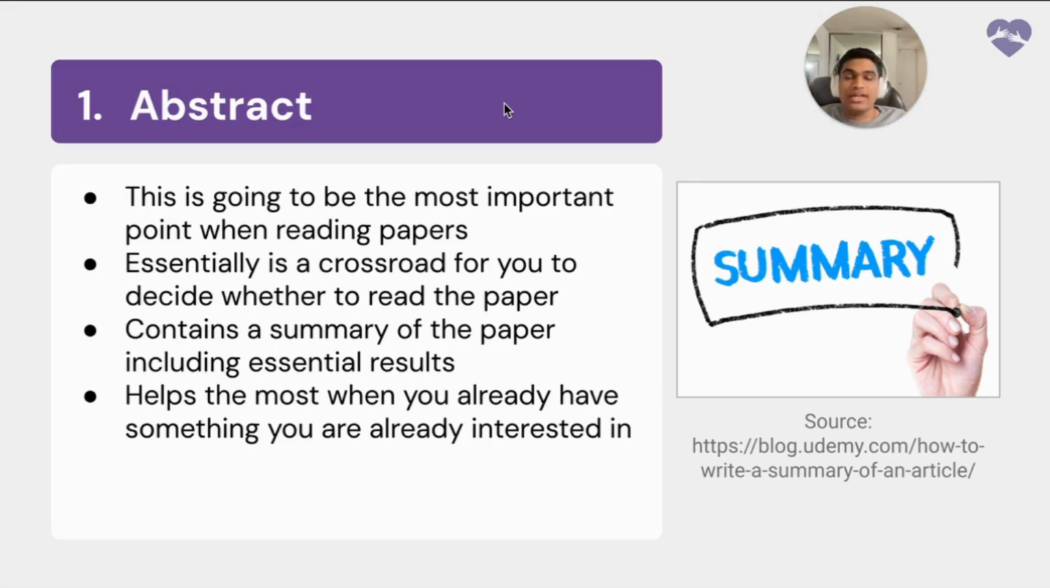whether it's helpful for your project or not, whether you will be able to use it to gain knowledge from, work as a basis for background work, or just learn from. And it definitely helps the most to read an abstract or go through the whole literature review process when you already have something that you're interested in, a field or area, a topic of study.